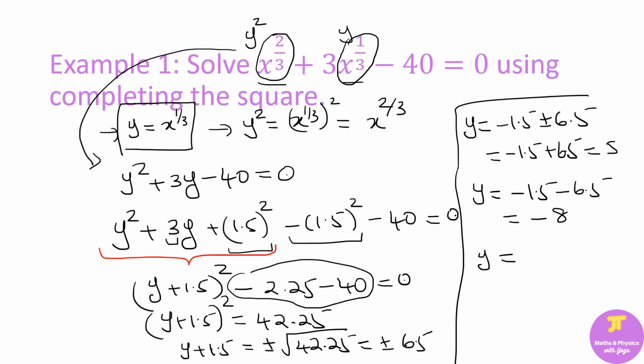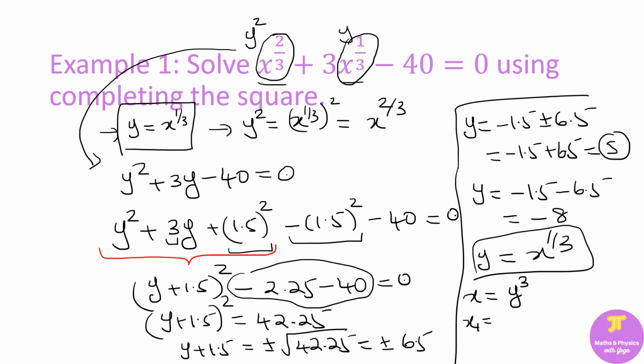y is actually equal to x to the power 1/3. If you rearrange this one, x is nothing but y to the power of 3, y cubed. So what is the answer for the first? x1 is actually 5 cubed, which is equal to 125. The second answer is minus 8 cubed, which is equal to minus 512. So these are the answers to the question.